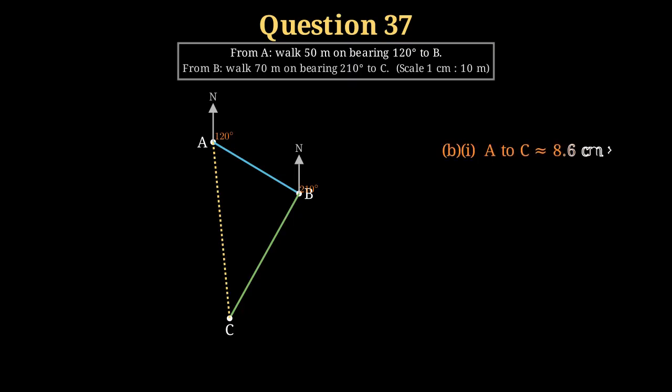The line AC measures about 8.6 centimeters, and each centimeter is 10 meters, so the distance is about 86 meters. Measuring its bearing from the north line at A, clockwise, gives about 174 degrees.